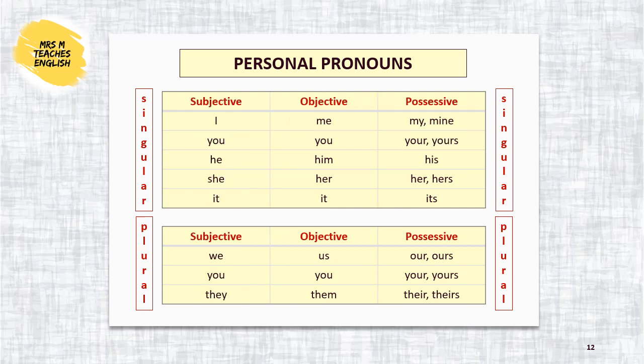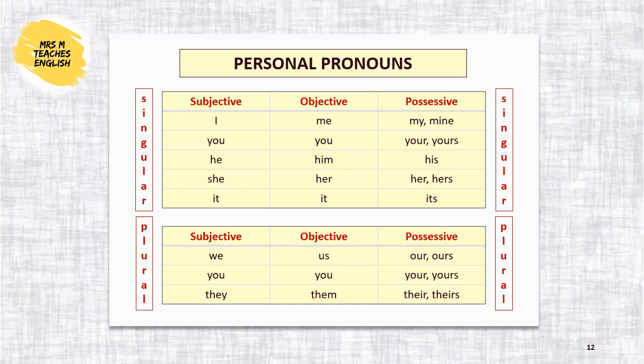Take a moment to study the table on this slide. It shows how pronouns change depending how we use them. The first column shows pronouns as the subject of sentences. I am here, you are there, he is here, she is there. And these are all singular. We watch rugby, you are cheering, they win the match. Those pronouns are all plural.